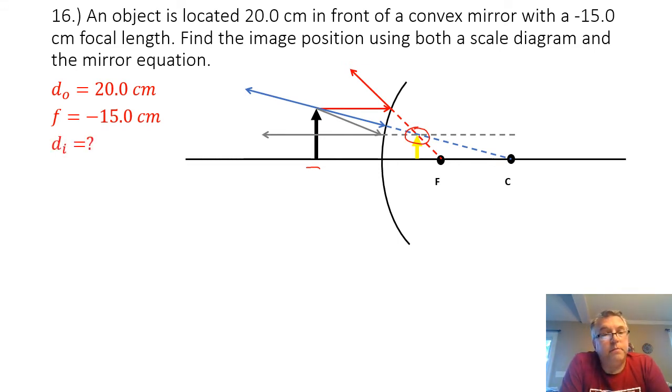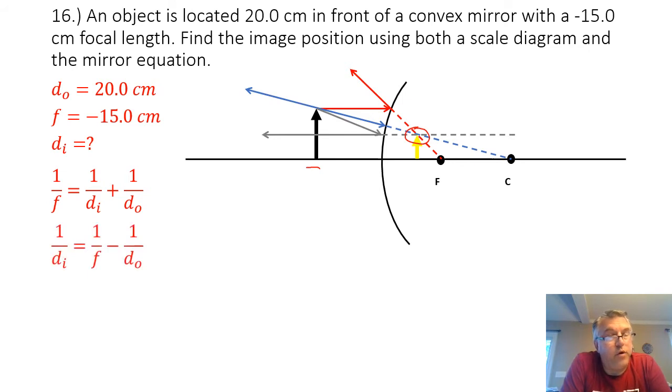So using my mirror equation, I need to solve for the image distance. I want to get that by itself on one side of the equal sign. So I'm going to subtract 1 over the object distance from both sides. When I do that, I will have 1 over the image distance equals 1 over the focal length minus 1 over the object distance. Now I want to simplify what is on the right side of the equation here.